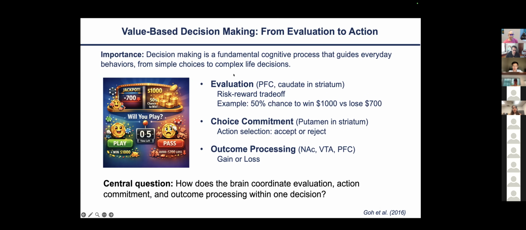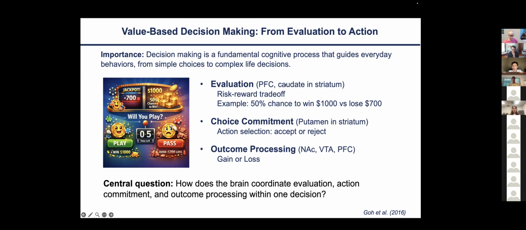The first stage is evaluation. Think about it: you have a gambling task like this one, and you have a half chance to win thousands of dollars, and also a half chance to lose. The first thing your brain is going to do is process this task. You will evaluate the risk-reward trade-off, using some of your brain areas.